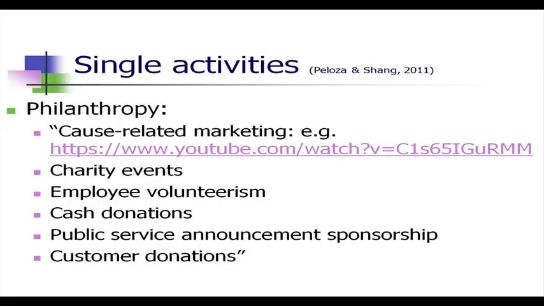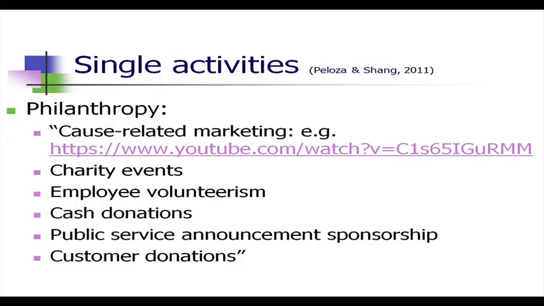The other example, I wish I could show you examples of each of these, but for want of time, I will not be able to go into it. Charity events is another one, where things are auctioned, and the proceeds go towards helping people in need. We have employee volunteerism. People actually go and volunteer, and they donate, say, a day of their time at work towards helping those in need.